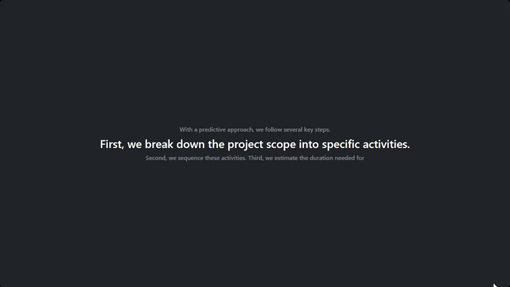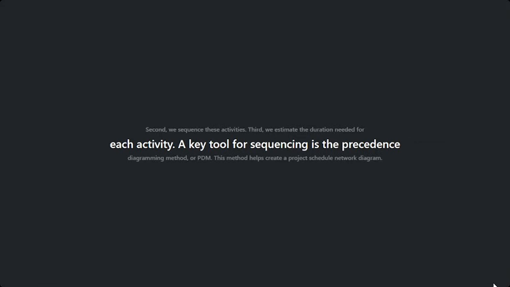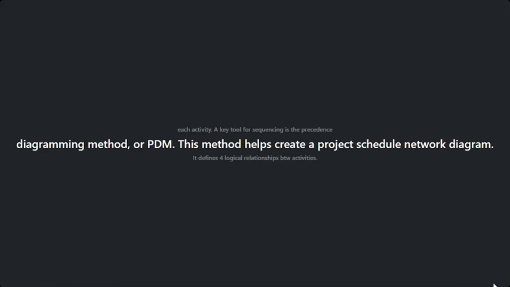First, we decompose the project scope into specific activities. Second, we sequence these activities. Third, we estimate the duration required for each activity. The primary tool for sequencing activities is the Precedence Diagramming Method, or PDM. This method helps build a project schedule network diagram.